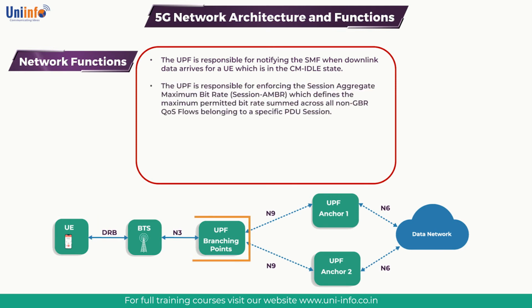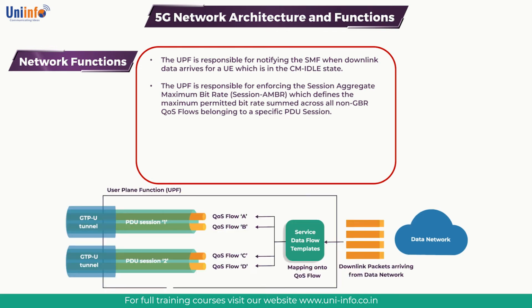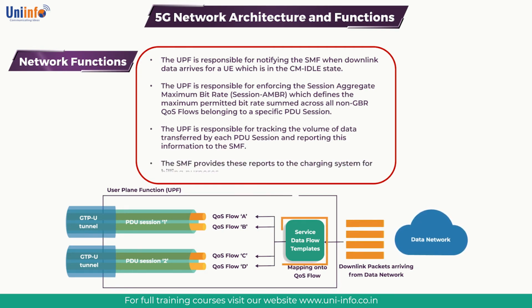The UPF is responsible for enforcing the session aggregate maximum bit rate, which defines the maximum permitted bit rate summed across all non-GBR QoS flows belonging to a specific PDU session. The UPF receives the session AMBR from the SMF during the setup of the PDU session. The SMF obtains it from the policy control function, PCF. The UPF is responsible for tracking the volume of data transferred by each PDU session and reporting this information to the SMF. The SMF provides these reports to the charging system for billing purposes.